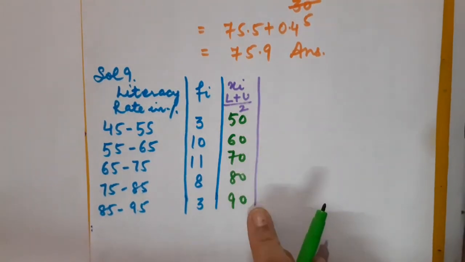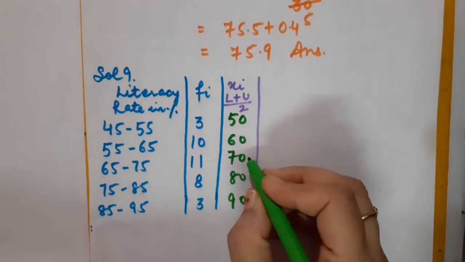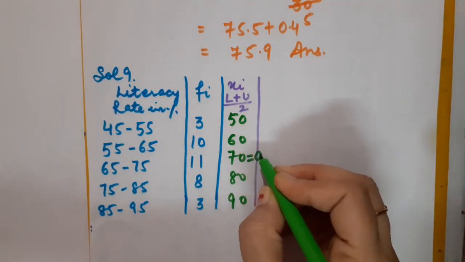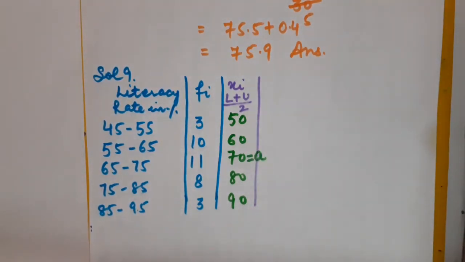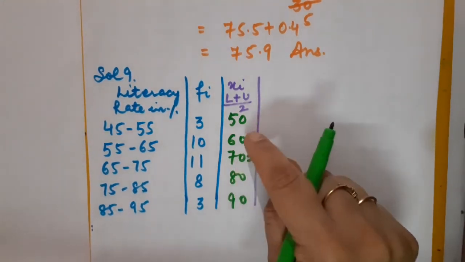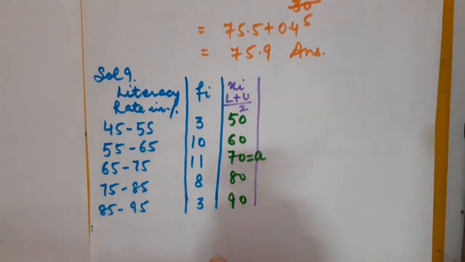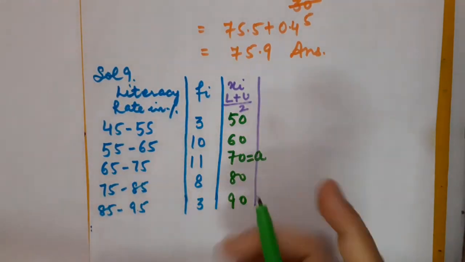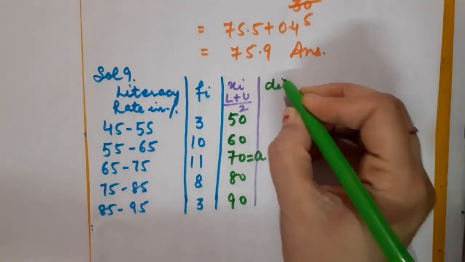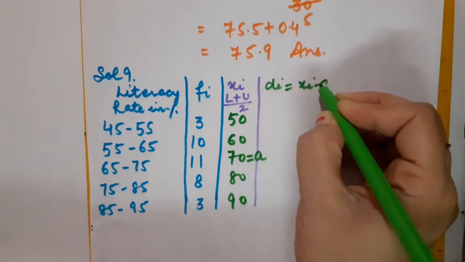Children, it depends on you which one value you are going to assume as assumed mean. I will be assuming 70 as A. Though it is a middle value, you could take 60 also, 50 also. You will be getting the appropriate answer for each case. Now I am going to calculate di, which is actually xi minus A.